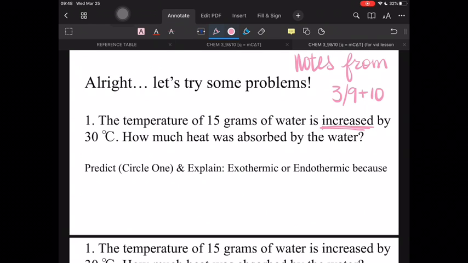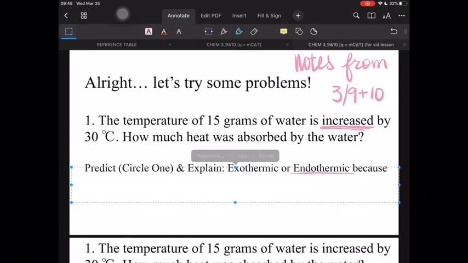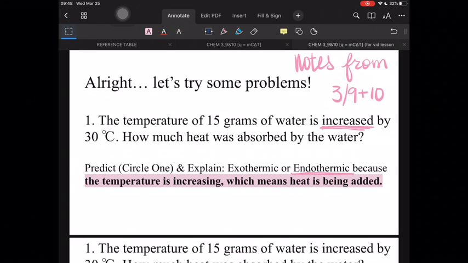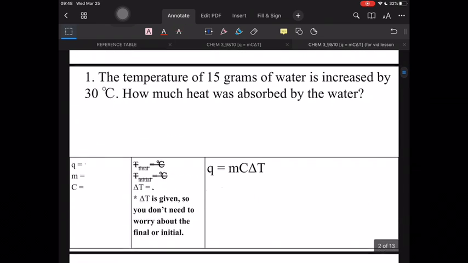If you're increasing the temperature, which means you're increasing the average kinetic energy of the molecules, that means you need to add heat, right? Heat is going to go into it. Endothermic. Temperature is increasing, which means heat is being added. Okay, so now let's read through this.